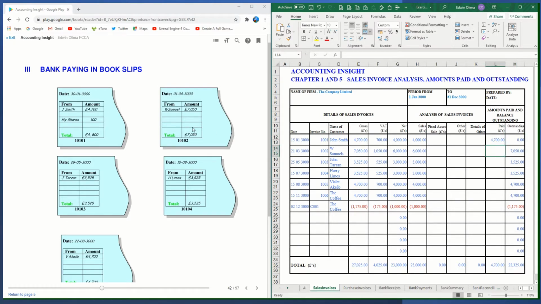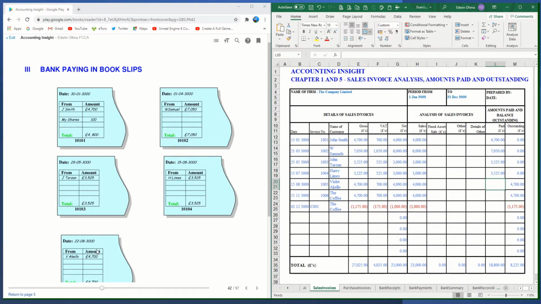Go to the next one, that's W. Samuel, and they paid 707.50. So they paid everything, the balance is 0. The third one is John Tarzan, and they paid 3,525. The fourth one is Harry Limes. That's Harry Limes' line in the list. So they paid 3,525.